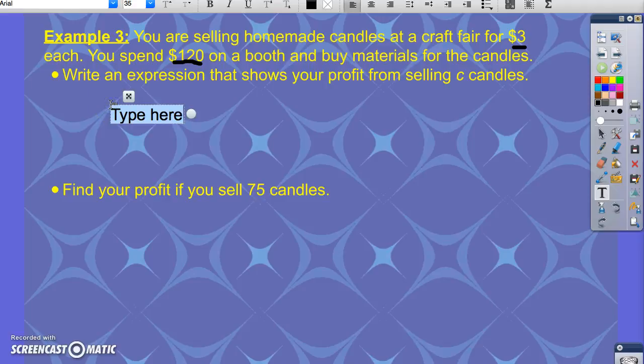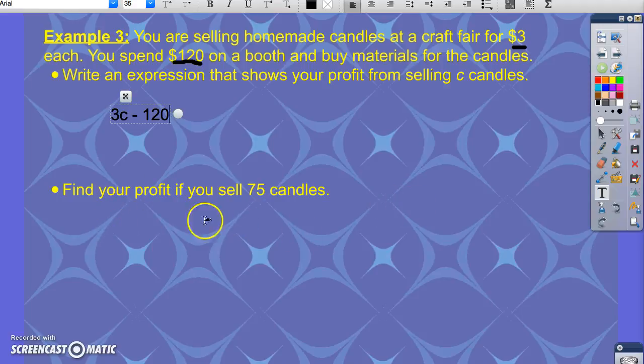All right, so let's come up with the expression. If they're $3 each and you spend $120 initially, you're in the hole for $120. You have to always subtract that $120 at the end. Candle costs $3. So our expression is going to be 3C, $3 times the number of candles, minus 120, because 120 is what you spent up front. It's from your profit. So here's our expression. That's the first answer.